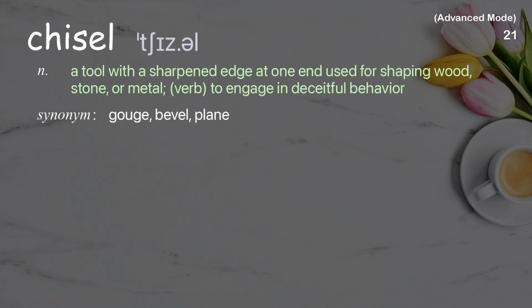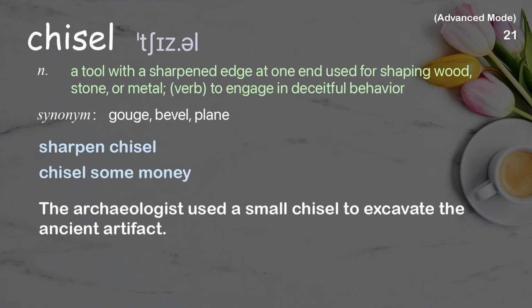Chisel. A tool with a sharpened edge at one end used for shaping wood, stone, or metal. Verb, to engage in deceitful behavior. Examples: Sharpen chisel. Chisel some money. The archaeologist used a small chisel to excavate the ancient artifact.